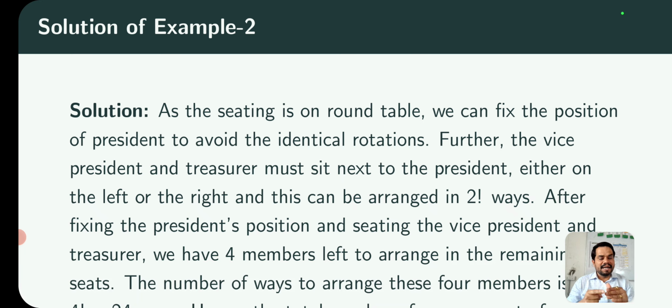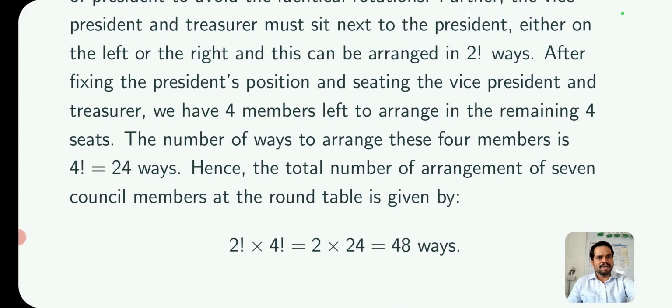So that arrangement is 2 factorial because we have to seat 2 people: one is a vice president and another is a treasurer, on either side of that president. Yes. After that, by fixing the president's position and seating the vice president and treasurer, we have 4 members remaining, because already 3 members are seated: president, vice president and treasurer. The remaining 4 members we have to seat. Yes. How many ways? These are 4 factorial ways.